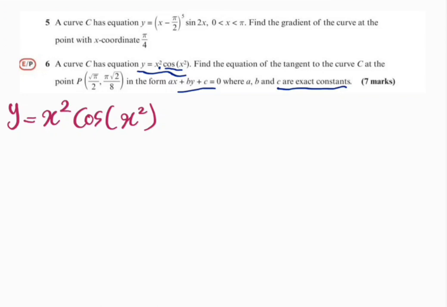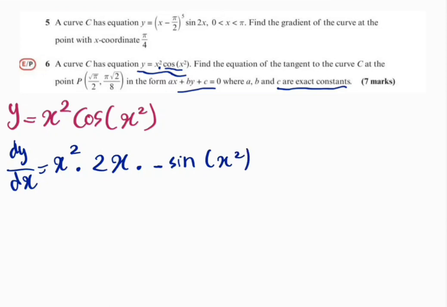Right, so we have dy by dx is equal to the first function times the derivative of the second function. So the derivative of inside is 2x, so that comes out, then 2x times the derivative of the outer function, so cos differentiates to minus sine, so minus sine of inside. So this is the quick way of doing the chain rule.